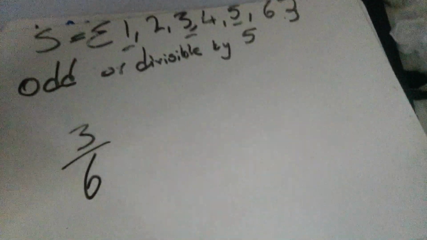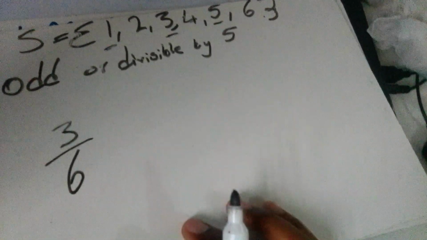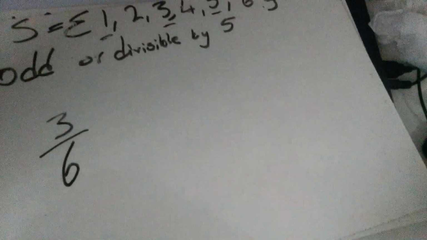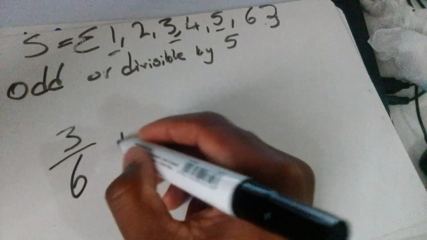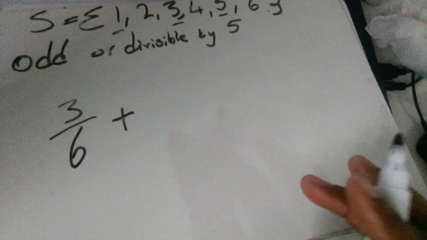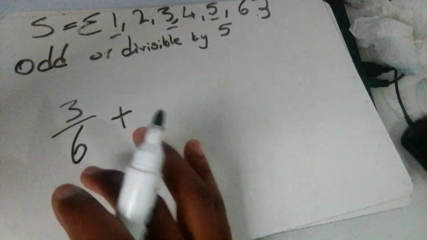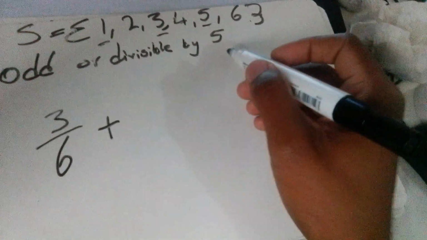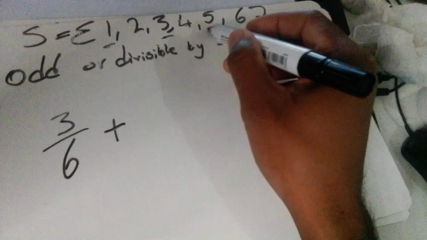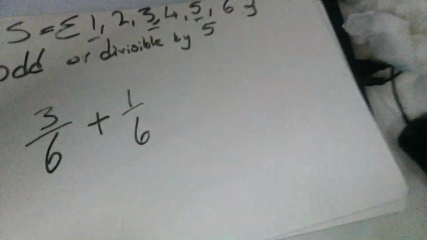So they say or. So you need an odd number or a number that is divisible by 5. So remember, when we say or, we always have to add, right? And is for multiplication, or is for addition. So what are we adding this number with? The number that is divisible by 5 is 5. It's 5 only, right? It's going to be 1 over 6.